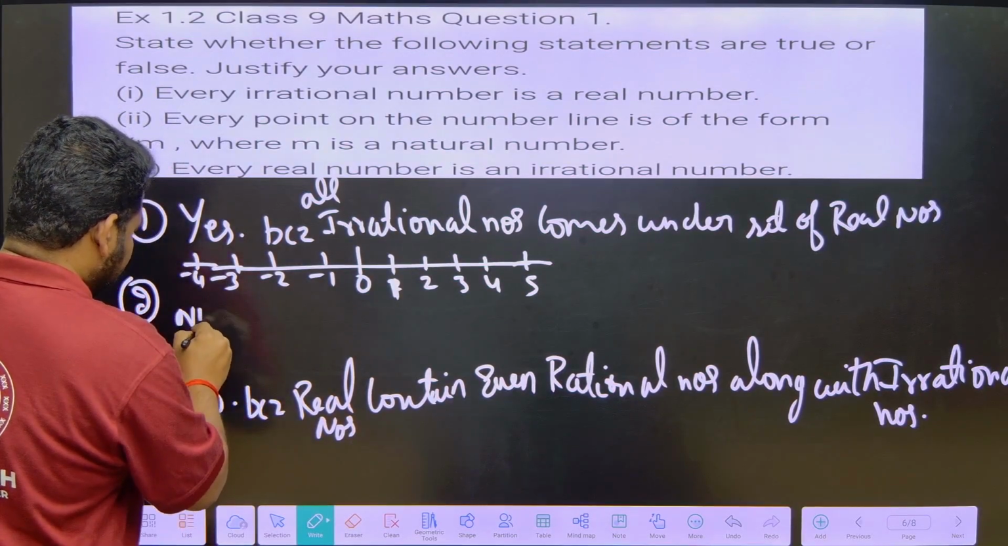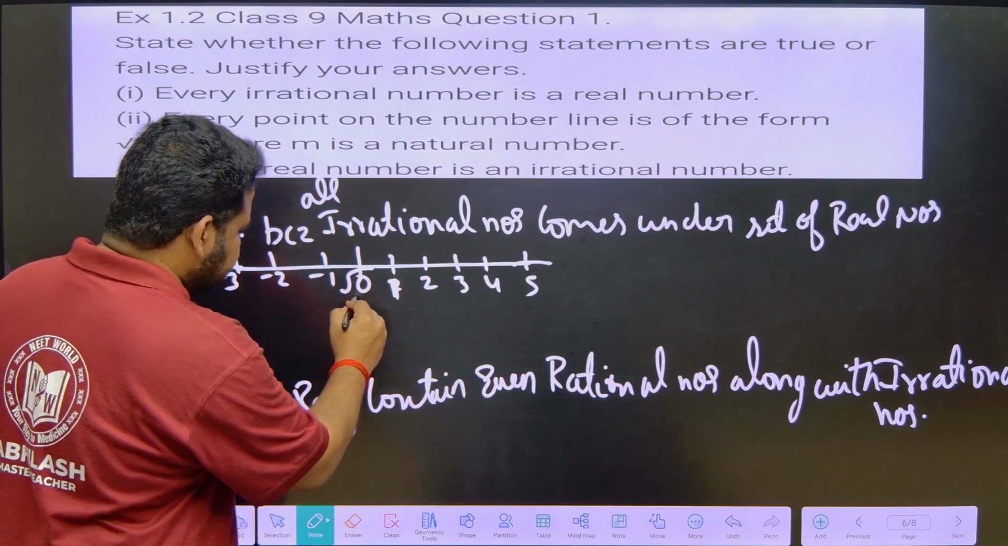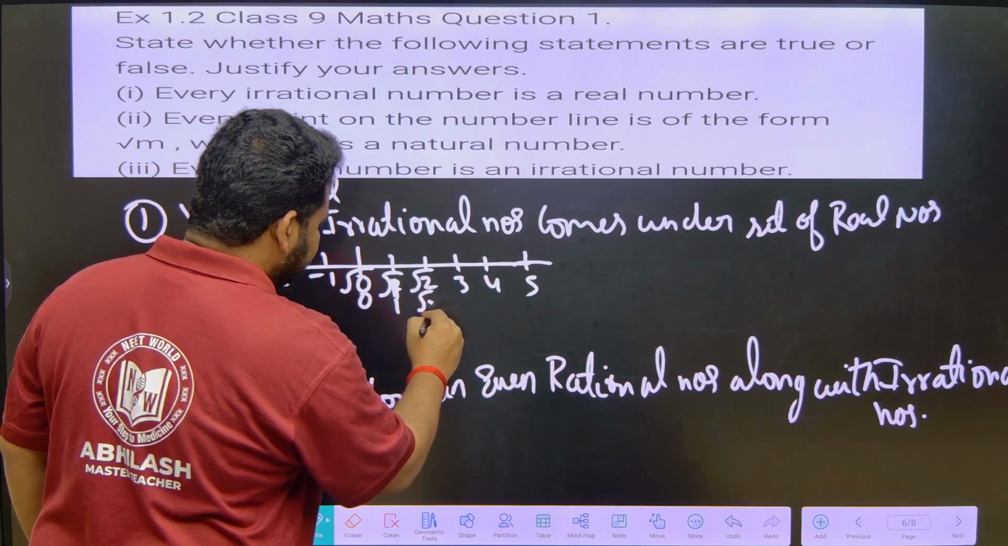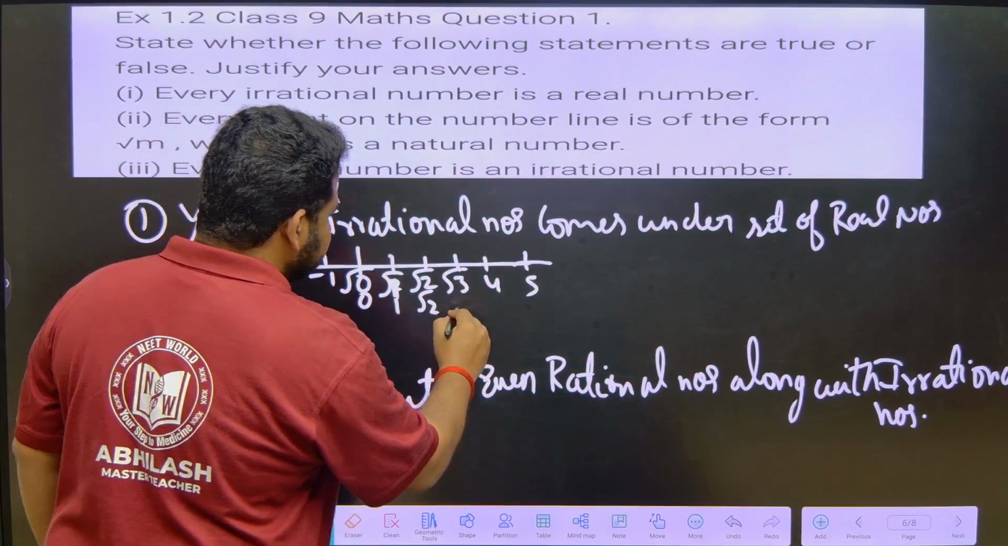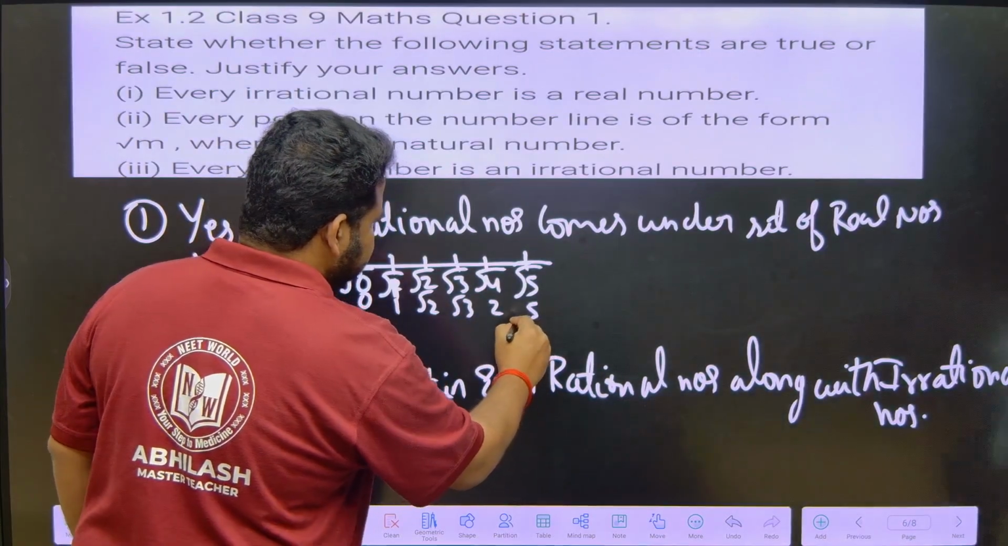The answer is no, because see here, the square root of 0 is nothing but 0 itself. Square root of 1 is 1 itself. Square root of 2 is square root of 2 itself. Square root of 3 is square root of 3 itself. Square root of 4 is 2. Square root of 5 is square root of 5. Okay.